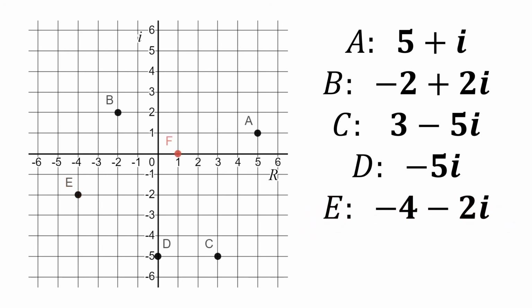And our last complex number, it has been labeled F. It looks like we have moved to the right 1 unit on the real axis, and we have not moved up or down along the imaginary axis. So the complex number for F should just be 1. So there's this example. We had 6 plotted complex numbers in the complex plane, and we went ahead and labeled and named each one.